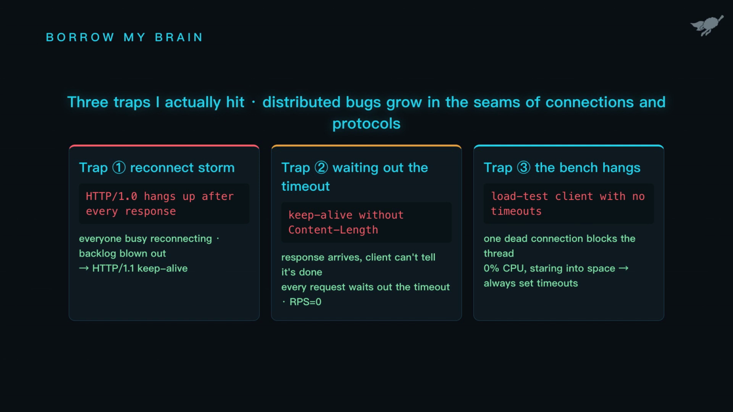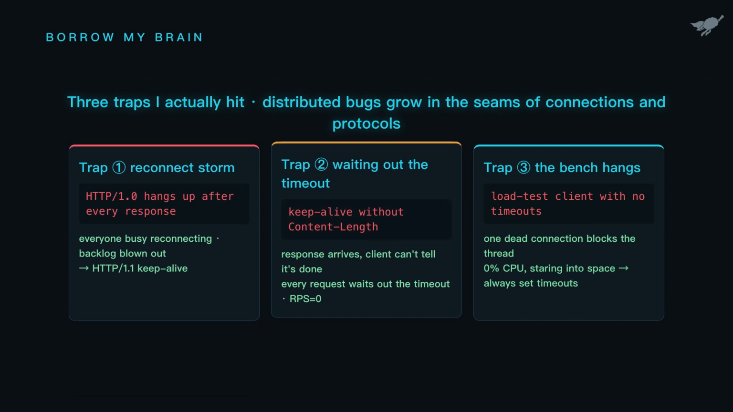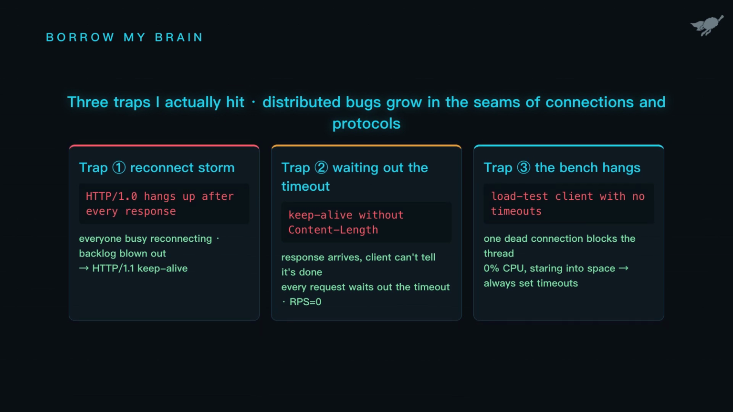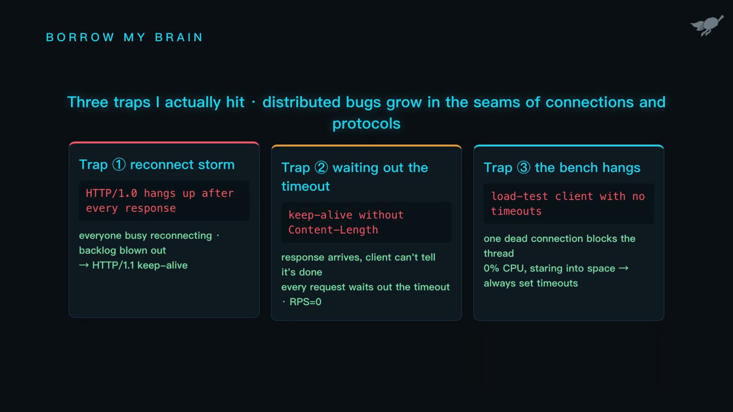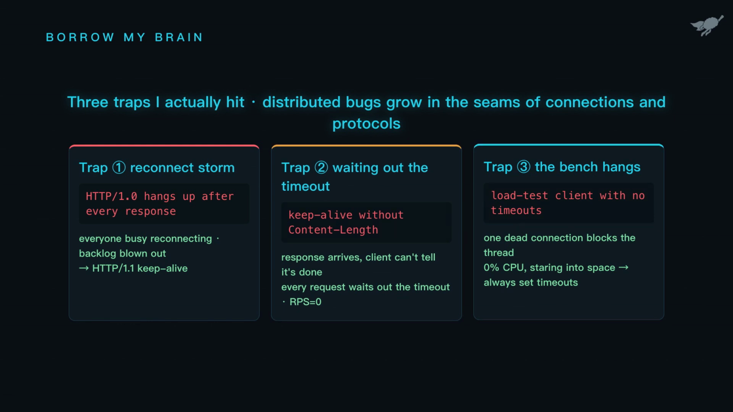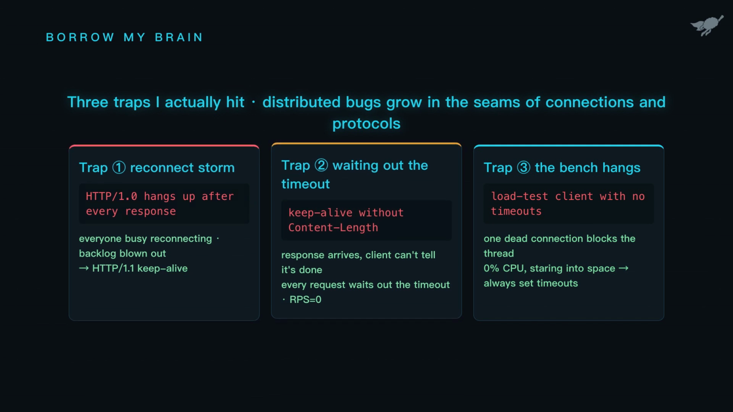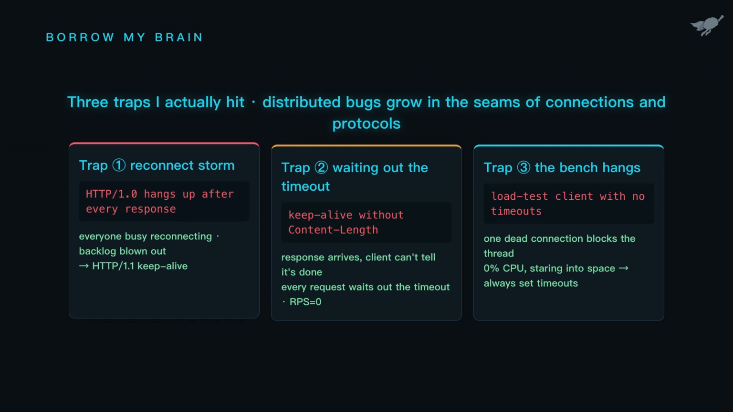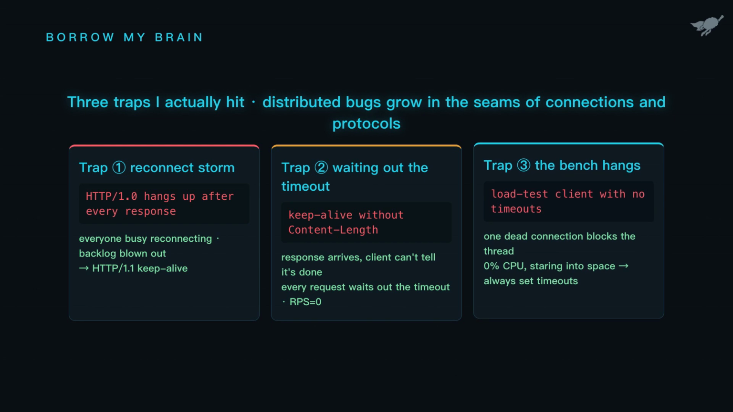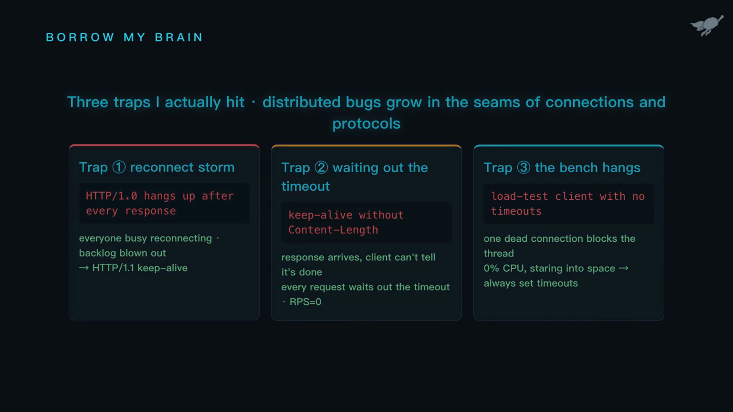Trap 2. After switching to keep alive, I forgot to send content length. The response arrived, but the client couldn't tell if it was finished. Every request sat waiting out the timeout, and throughput went straight to 0. Trap 3. My load test client had no timeouts set. One dead connection hung the entire bench, frozen at 0 CPU, just staring into space. 3 traps, 1 pattern. Distributed bugs mostly live in the unglamorous seams, connections, and protocols.